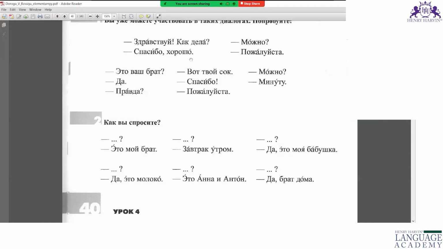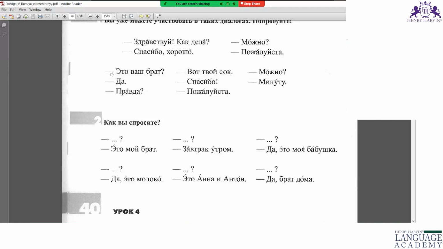Как дела? Спасибо, хорошо. Next, Padmapriya. Можно, пожалуйста. Yes, it can be situation, as I already said. May I come in? Yes, please. Or may I take it? Yes, please. Можно, пожалуйста. Дальше.